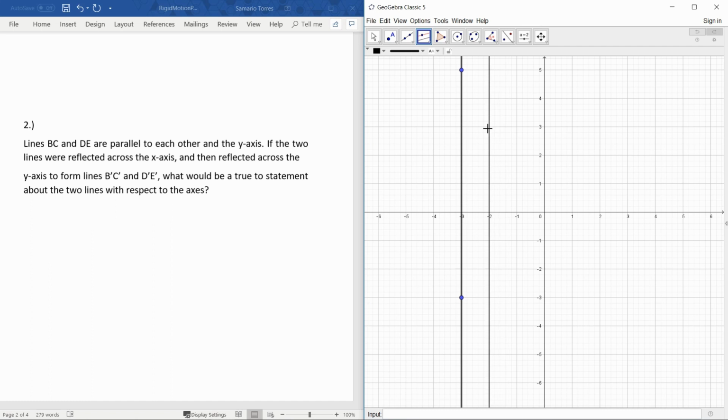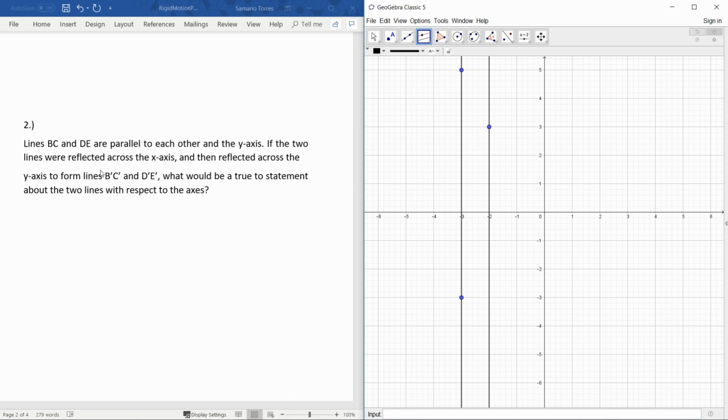So let's say we have these two. Let's just pretend this one's BC and this one's DE. These are parallel to the y-axis, right? You can see that they're never going to touch. The y-axis and DE and BC are never going to touch. All right, so now what does it say?